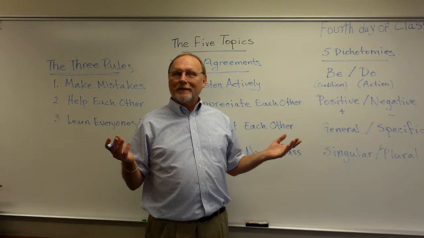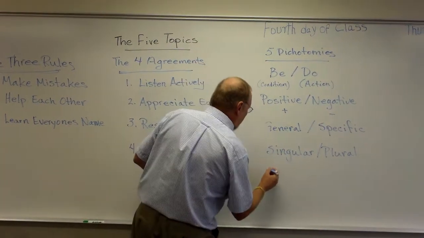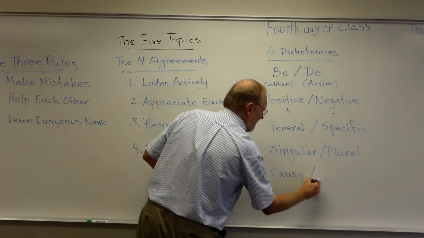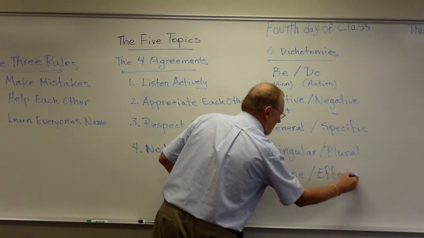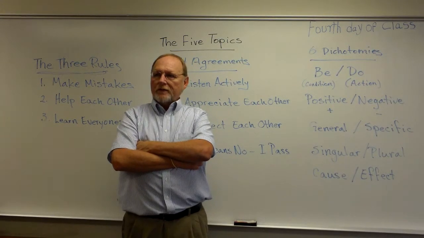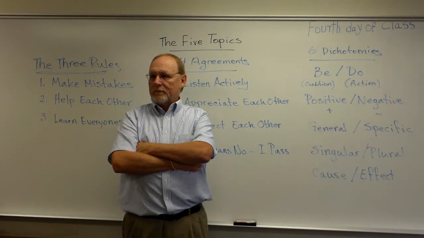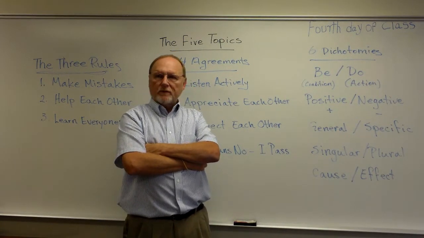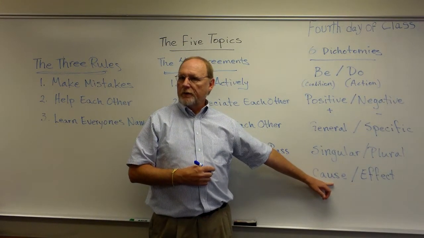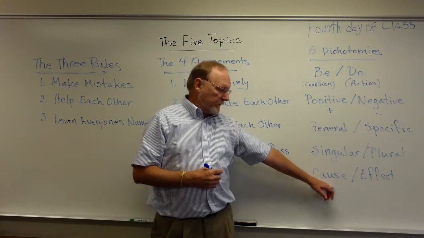Another one? Okay, we have one, two, three, four. These are your six dichotomies. Cause and effect. Okay, so cause is the reason something happened. Effect is what happened. If you think about cause, because is the answer to the question why, the reason. This is the reason. The effect.